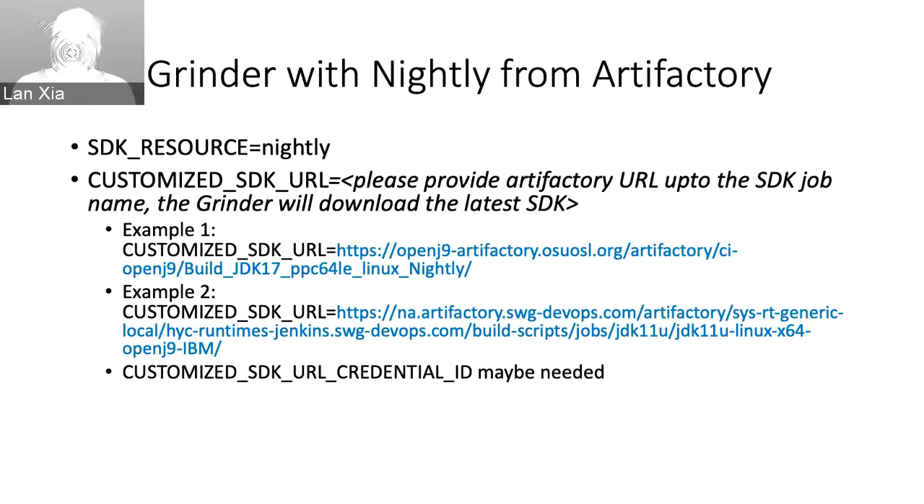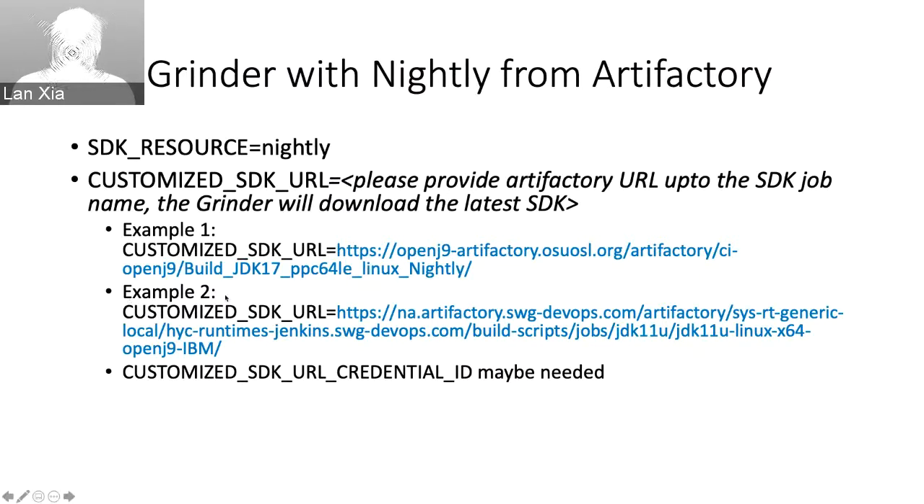How to use this? There are two options. One is you still do SDK equal to nightly, and the second is the customized SDK URL. Here, you provide the Artifactory URL up to the SDK job name. You don't need to specify what job number it is or the jar even. In the example here, you can see I go all the way up to build JDK 17, PPCLE, Linux, nightly, and that's it. Then the job will go ahead and query the Artifactory and get the latest SDK for you.